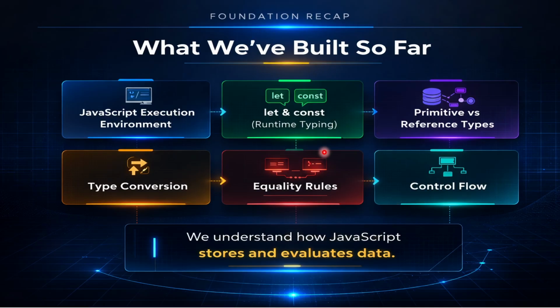Before we move ahead, let's recap what we have already seen in this series. We have seen the JavaScript execution environment. We have seen how let and const differ, how the type of those variables is decided at runtime, what is primitive type, reference type, what is type conversion, type coercion also we have seen, what are equality rules and control flow. So moving ahead with this chapter, from the next chapter, as I told, it will be advanced.